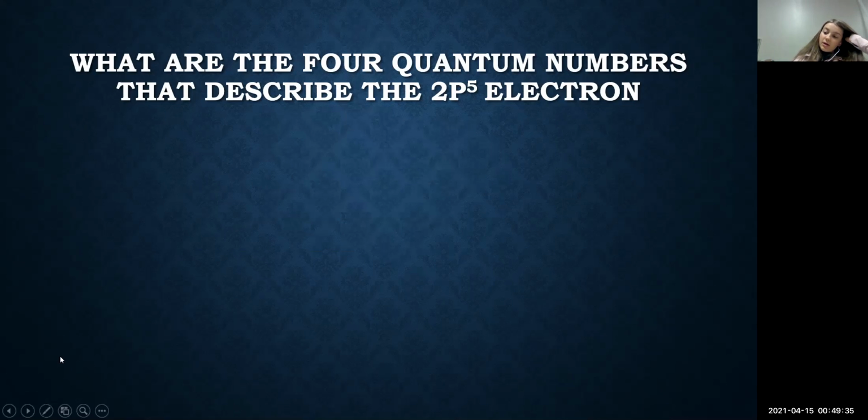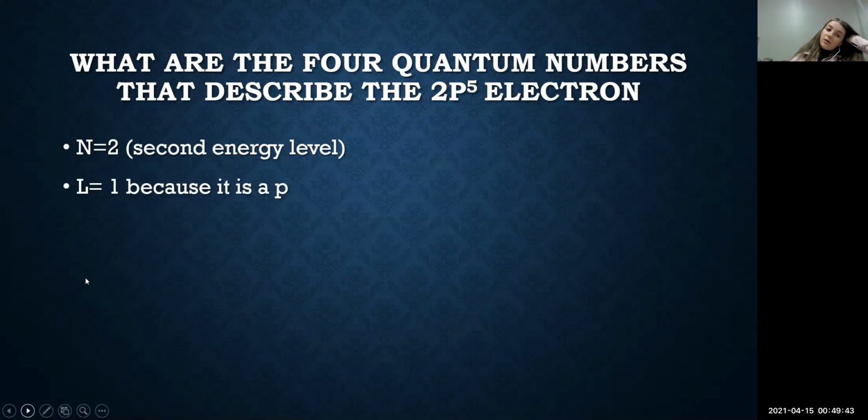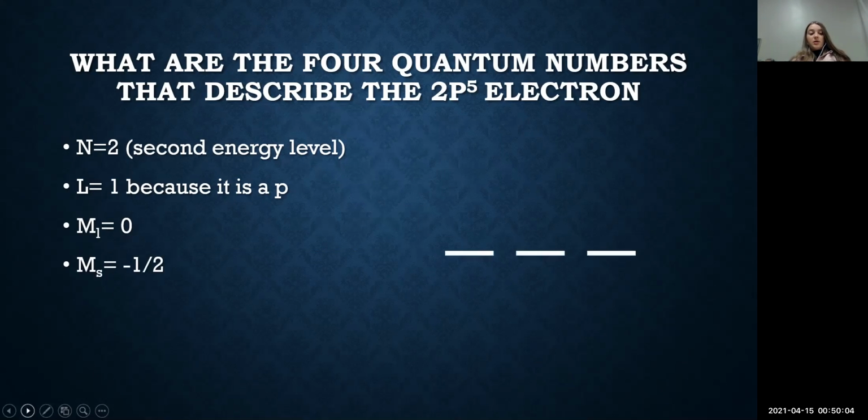Alrighty, so for our N number, we're going to have N equals 2, or the second energy level, because we have the 2 here. And then our L is going to be 1 because it's a P. If it was an S, then it would be 0. If it was a D, then it would be 2. If it's F, then it would be 3. The M sub L is going to be 0. And the M sub S is going to be -1/2. And we're going to show you why right here.